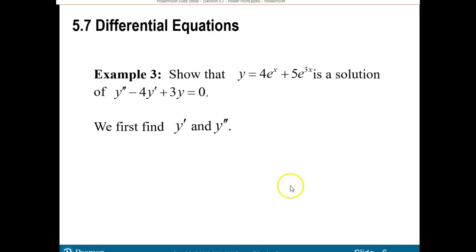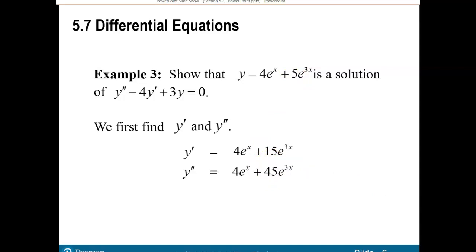All right, so we're going to plug it in. We know what y is, so we can plug in y here, but we also need to find the first and second derivatives, so we can plug them in here and here. So y prime would be, take the derivative of this function, 4, derivative of e to the x is itself, 5 would stay in front, derivative of e to the 3x is e to the 3x again times 3, so that e to the 3x times 3 makes this coefficient 15.